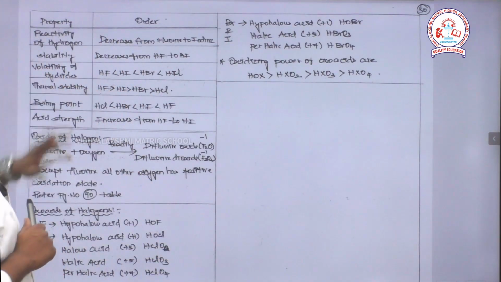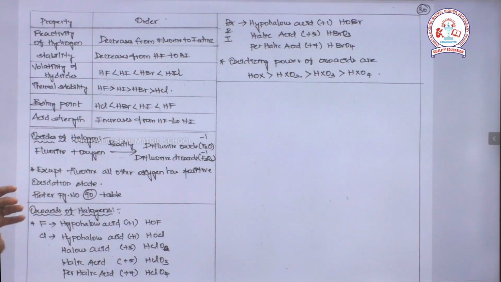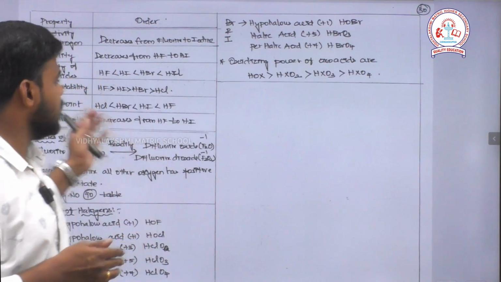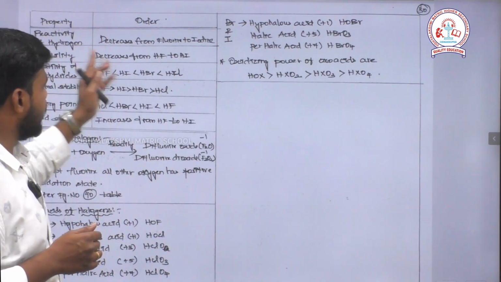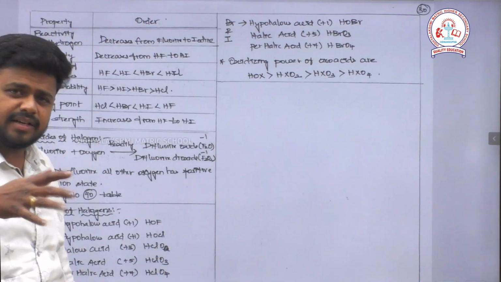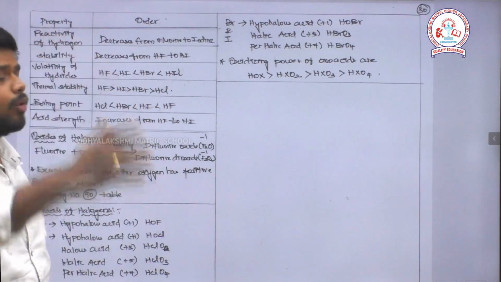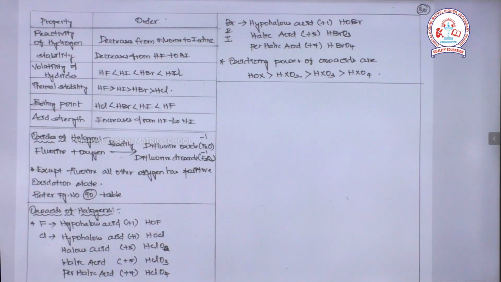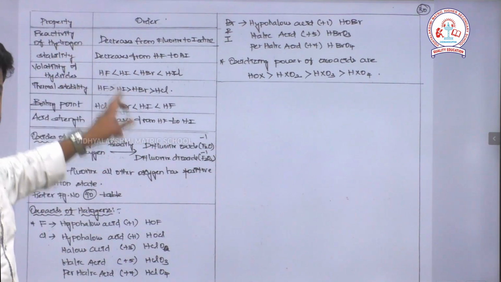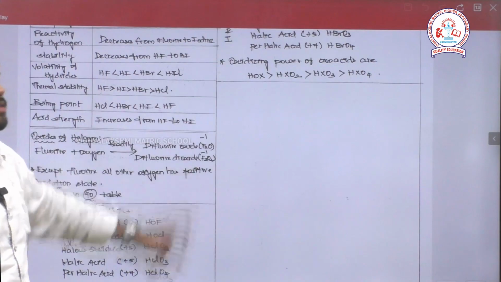Okay. Then volatility of the hydrides. Volatility is the tendency to get into the gases. That increases from fluorine, iodine, bromine, chlorine. So this has a different order: fluorine, iodine, chlorine, bromine. Okay, have this order in your mind. Thermal stability is also similar, HF, HI, HBr, HCl, but it decreases.